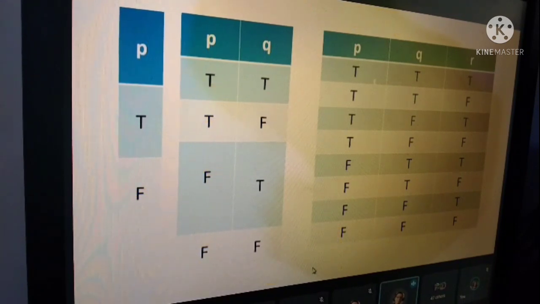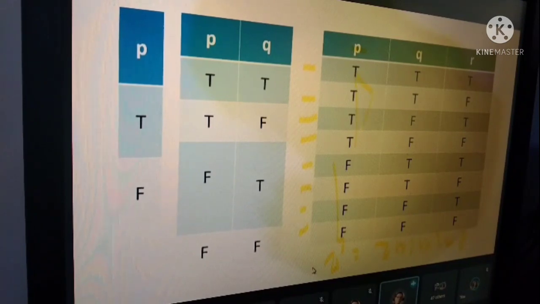Kapag may tatlo kang proposition, let's say P, Q, and R, tatlong proposition. So, 2 raised to 3 equals 2 times 2 times 2, which is equal to 8. Kaya meron kang 8 row. 1, 2, 3, 4, 5, 6, 7, 8. Sa unang column, dahil 8 yan na row, i-divide mo into 2. Kaya 4 na true, 4 na false.